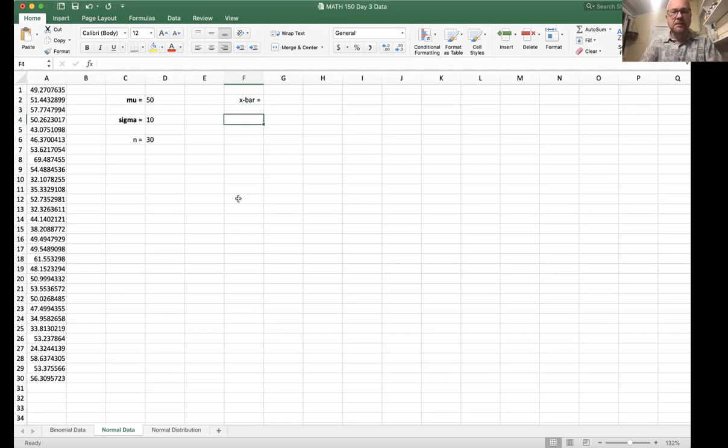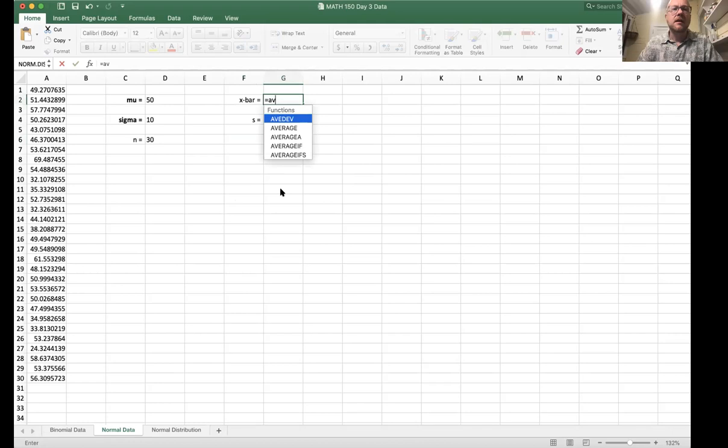But we're going to figure out the X bar, and we're going to figure out S, which is a sample standard deviation. So we're given what the actual population standard deviation is, but there's a formula for figuring it out from samples. It's just slightly different. But we're going to go in here and we will say equal average, parentheses. We know it starts at A1. And since we got the count, there's 30 things there, we know that we can go ahead and stop it at A30.